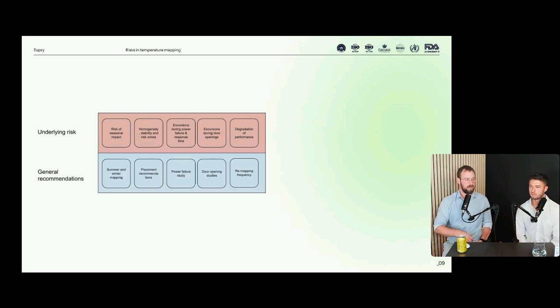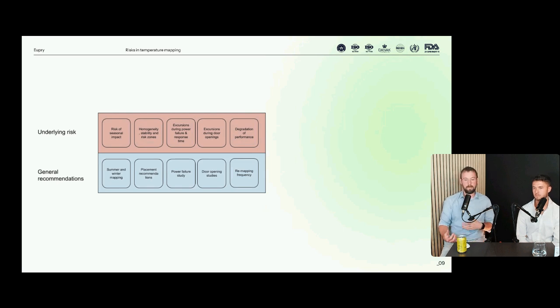So if you go through the WHO guidelines, the ISPE guidelines, the PICS guidelines, you'll often see different recommendations for how you should perform mapping, how often you should do it, and where you should place sensors. But where they sometimes fail is in explaining the underlying rationales behind those recommendations.